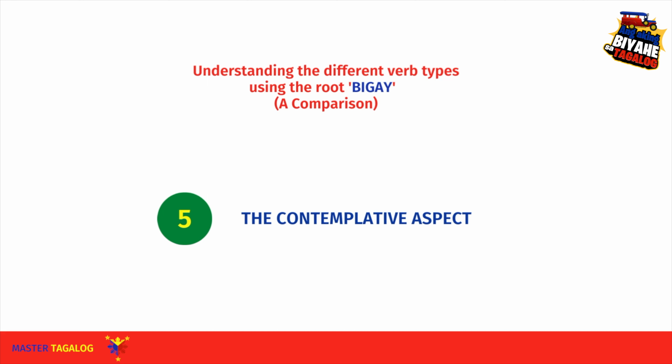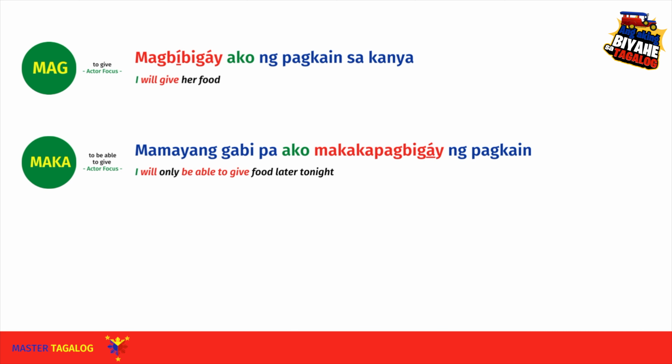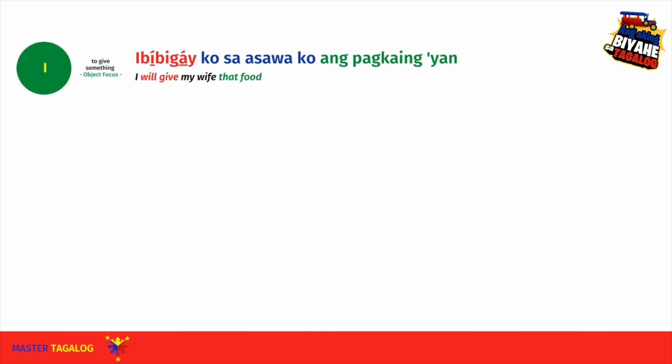The contemplated aspect. Magbibigay ako ng pagkain sa kanya. I will give her food. Mamayang gabi pa ako makakapagbigay ng pagkain. I will only be able to give food later tonight. Magpapabigay ako sa kanya ng pagkain para sa anak mo. I will ask him to give food to your child. Ibibigay ko sa asawa ko ang pagkain yan. I will give my wife that food.